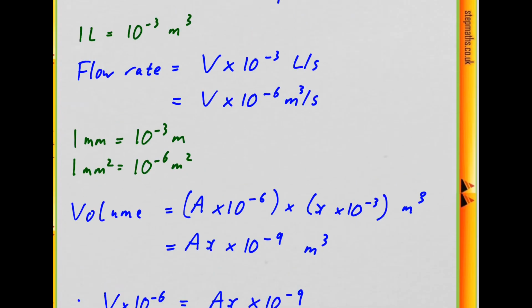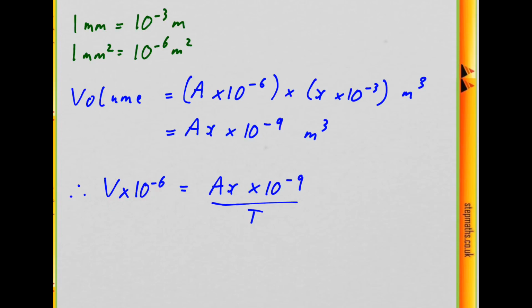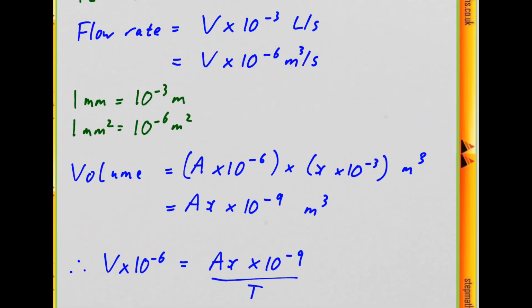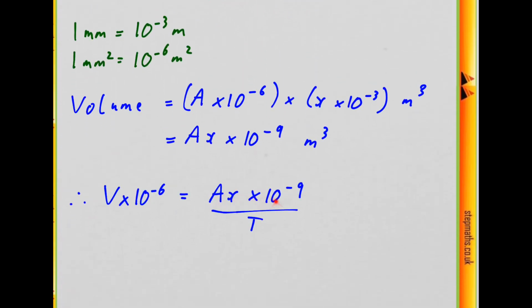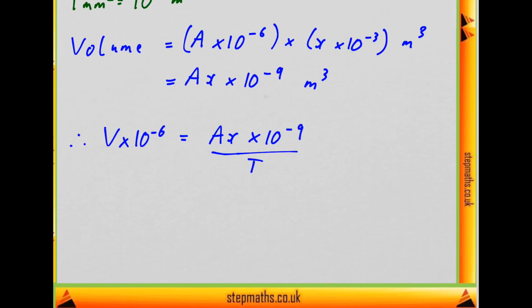So if we plug those into our equation here, on the left we have our V times 10 to the minus 6 from here, and on the right we have AX times 10 to the minus 9, and now we divide by T, and everything is in terms of meters and seconds. So now we just have to rearrange for A.